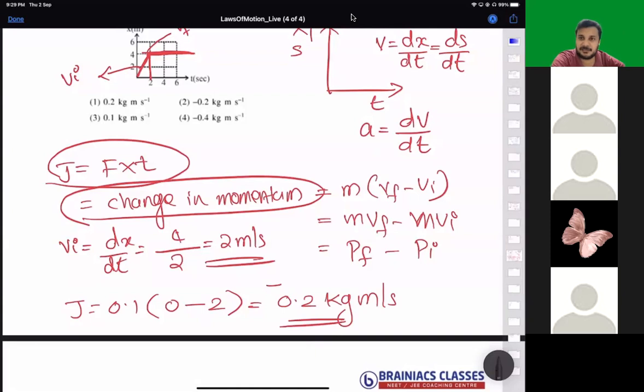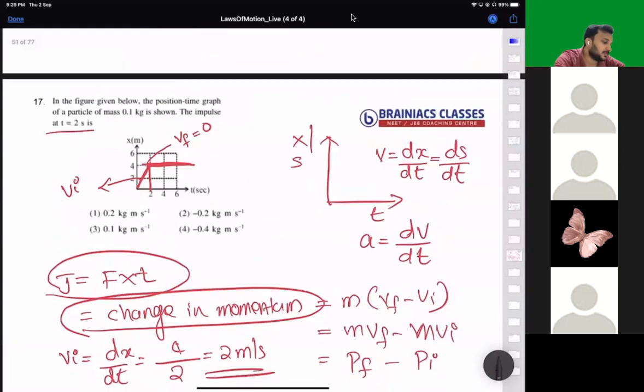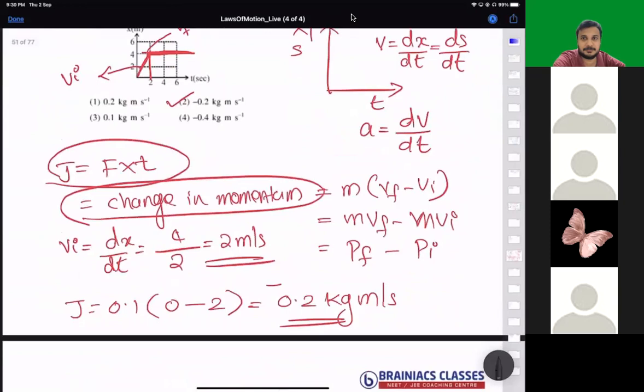What does the minus sign indicate? The force is in the opposite direction to the movement. That's the meaning. So here the correct answer is option number 2. If you look at option number 1 and 2, you can see only the sign is different. So the concept is important to understand the problem.